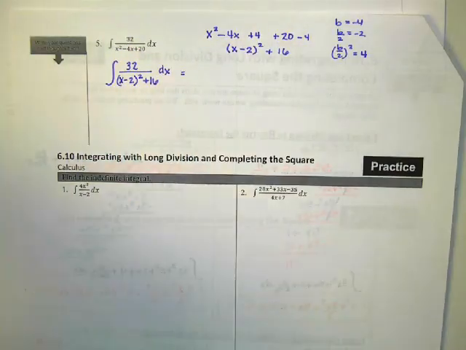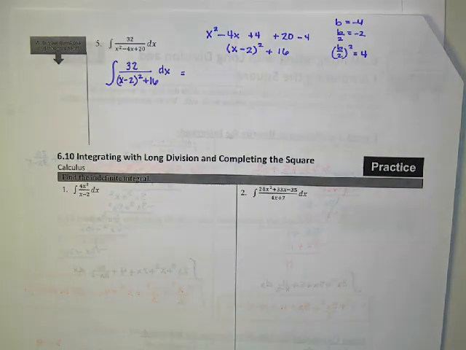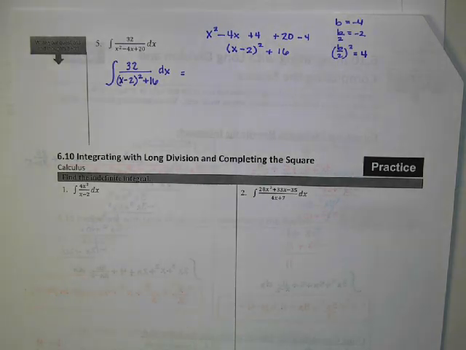Now, one thing you can do, that 32 on top is a constant, so what can we do with a constant? Any constants that you have, you can pull out to the front.